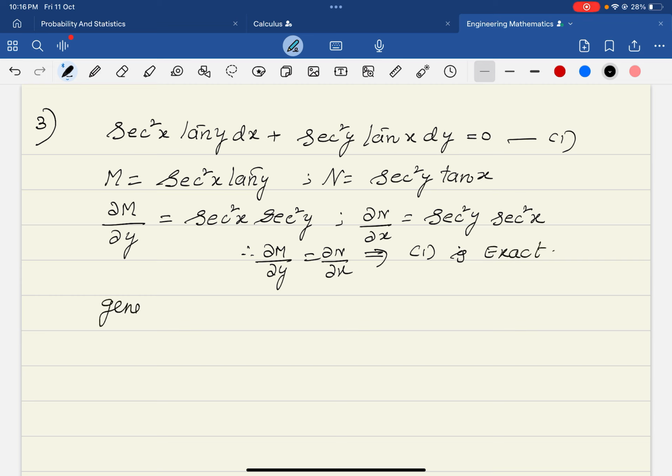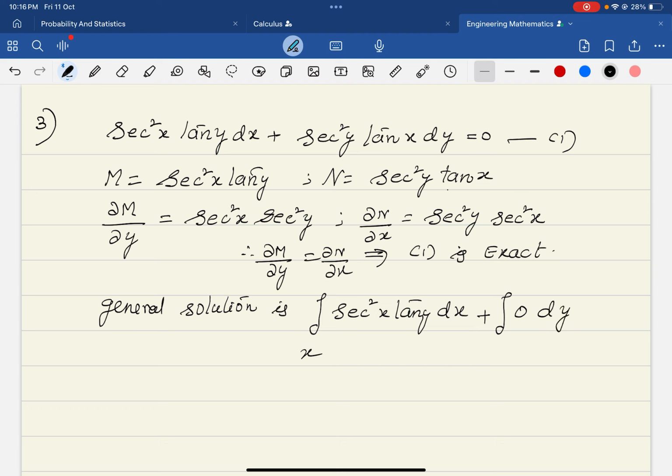Now the general solution. So the general solution is the integral of M, which is sec²x tan y, dx, plus, what are the terms in N which do not contain x? Nothing, no? Therefore it is the integral of 0 dy, equal to c. So now the constant here is tan y, we will take it out. The integral of sec²x is tan x, plus c, or equal to c. So tan y tan x is equal to c is the solution.